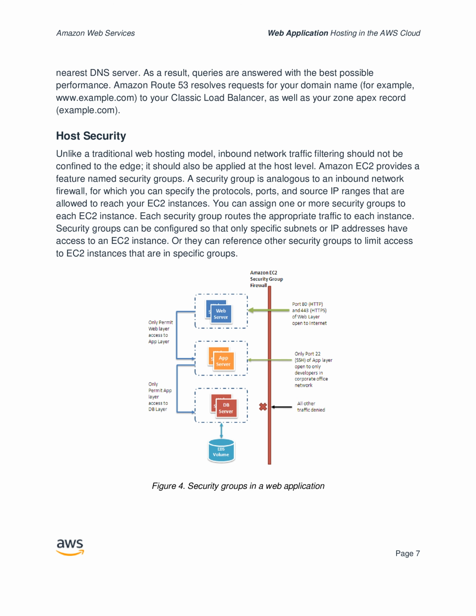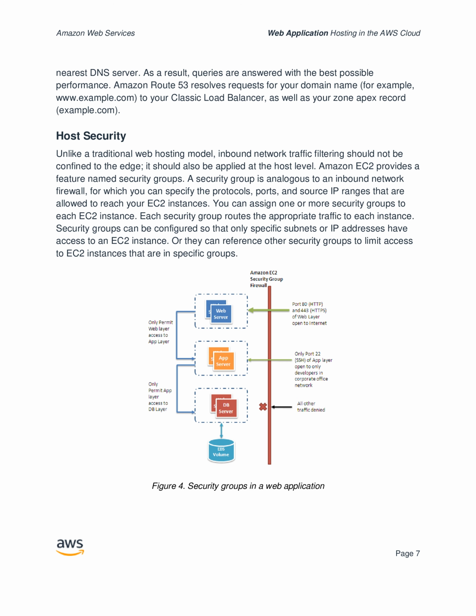Host security. Unlike a traditional web hosting model, inbound network traffic filtering should not be confined to the edge. It should also be applied at the host level. Amazon EC2 provides a feature named Security Groups. A security group is analogous to an inbound network firewall, for which you can specify the protocols, ports, and source IP ranges that are allowed to reach your EC2 instances.